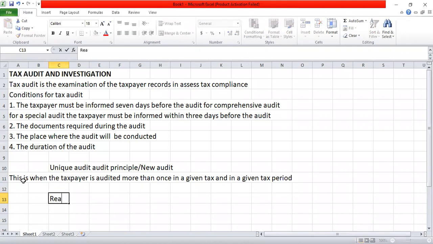Let's look at the reasons for new audit. Why? Because we are saying in the normal cases, a taxpayer is supposed to be audited once. That's the normal circumstances. Why then should a taxpayer be audited more than once in a given tax period and in a given tax?